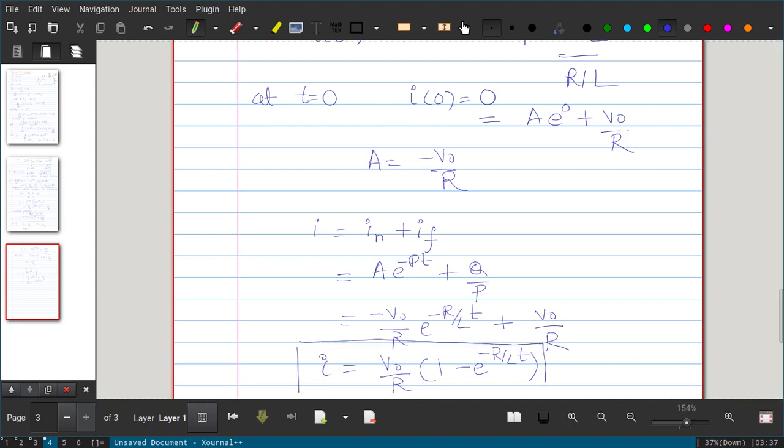So for a driven RL circuit, if you apply a DC voltage source, the response will be V naught by R into 1 minus e power minus R by L t.